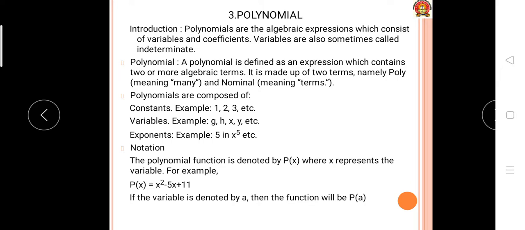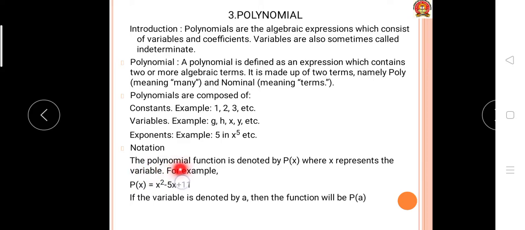Now, these polynomials are composed of constants, that is numbers 1, 2, 3, etc. Variables, that is x, y, z, whatever. And the exponent, which means degree, that is power. So in x raised to the power 5, the 5 is called an exponent. So these three terms are very important to learn the polynomial. Again I am saying: constants, variables and exponents.